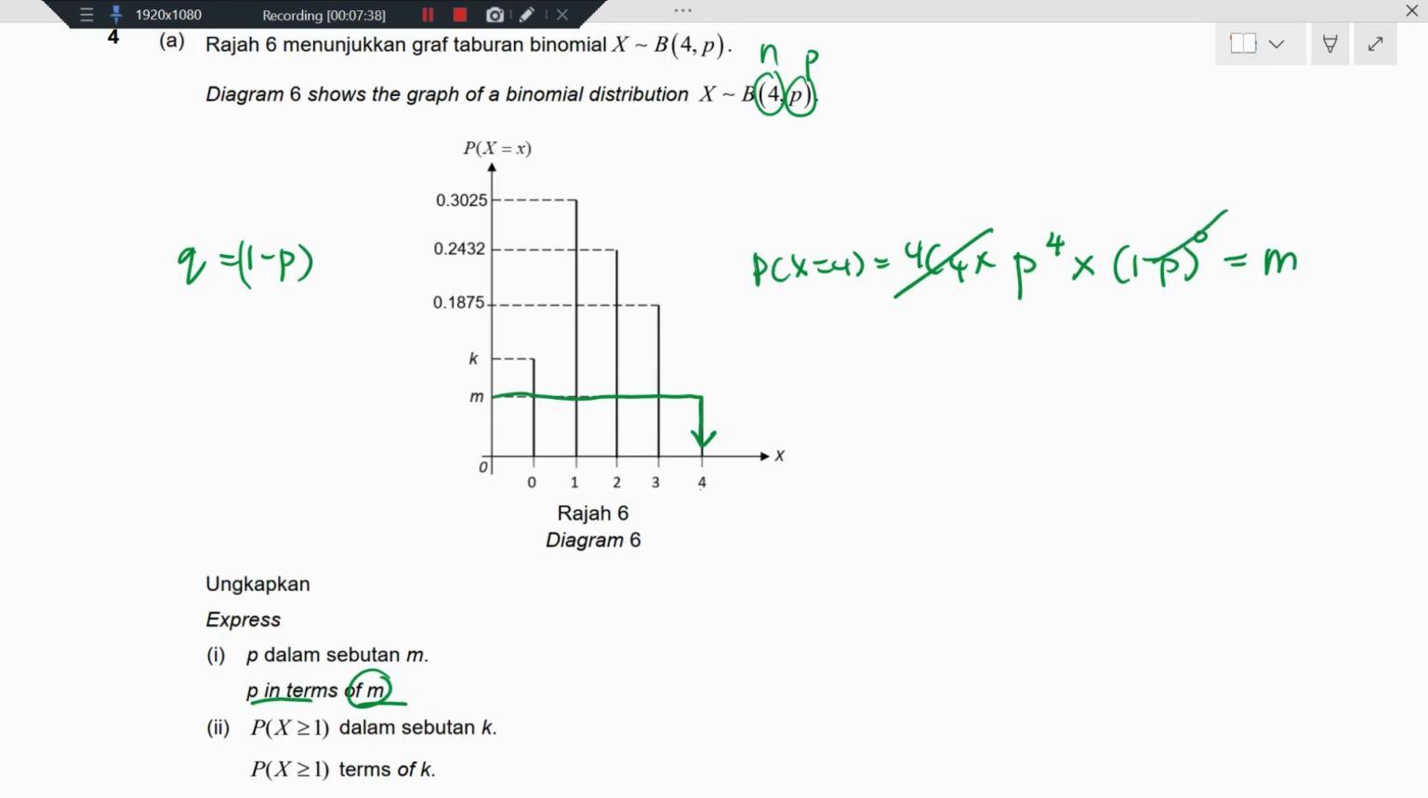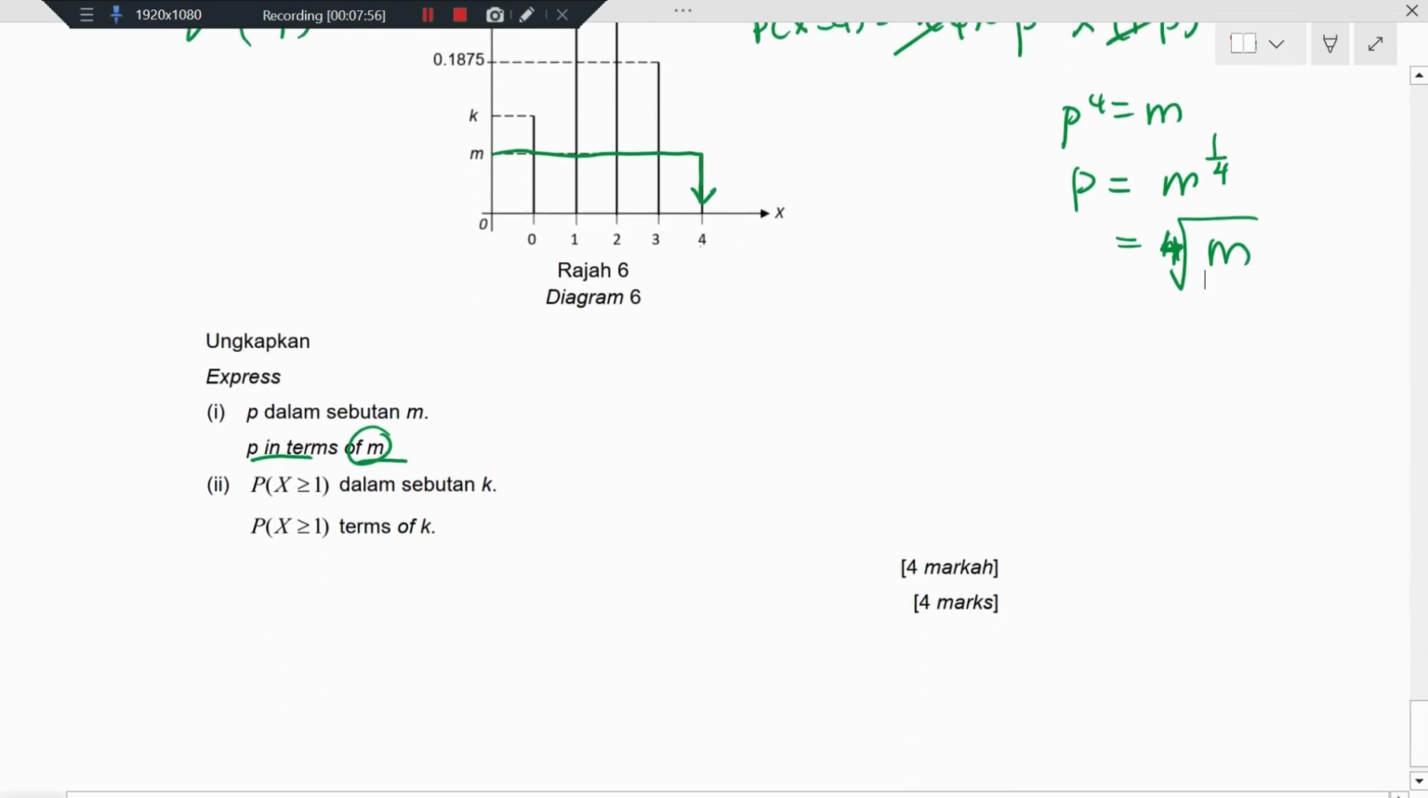So this one is 1, this one is 1. So P power 4 is equal to M. So P is equal to M power 1 over 4. Power becomes root when you go to the opposite side. So it will be something like this.